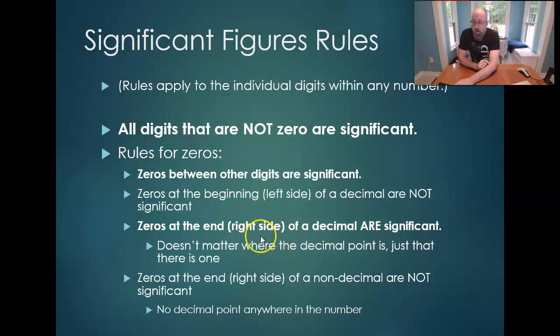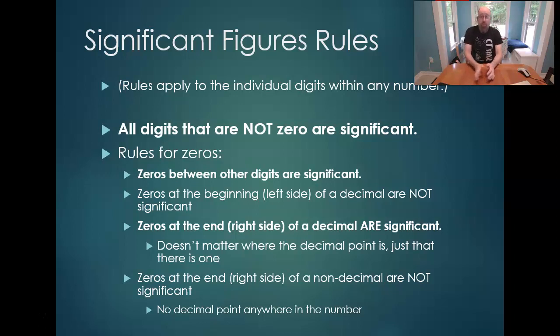Now, the zeros at the right side are a bigger problem because there are actually two different situations when this can occur, so we have to break this down in greater detail. We have zeros between other digits, the sandwich rule, those are significant. Leading zeros at the beginning of a number are not significant if there's a decimal point, and really you don't see them in any other circumstances. So that's kind of an unnecessary qualifier, but it's an important definition.